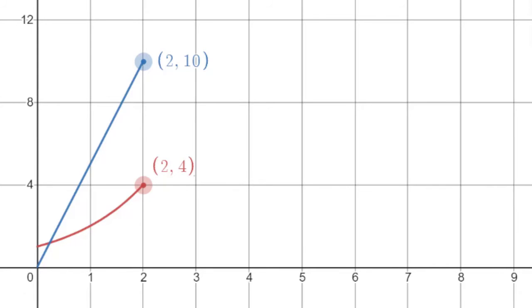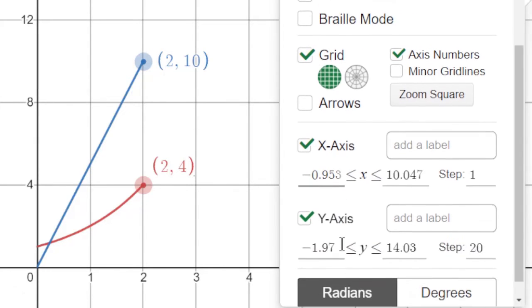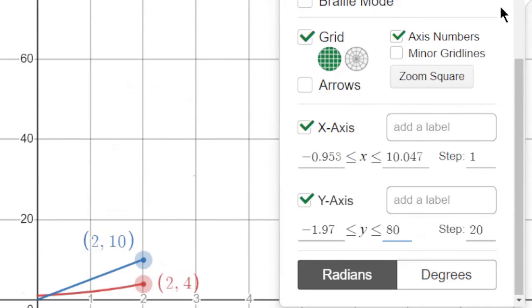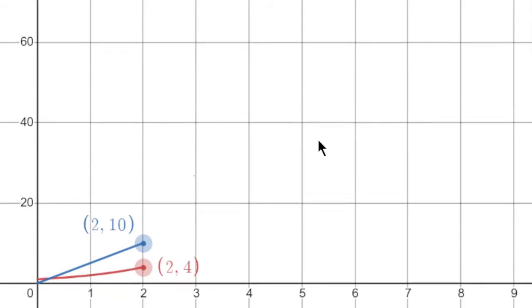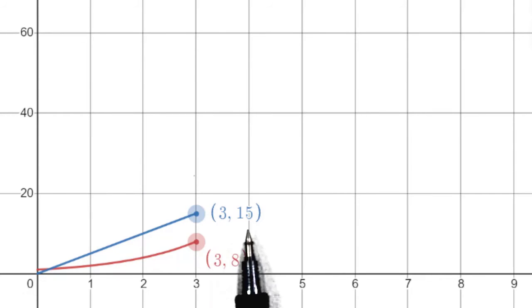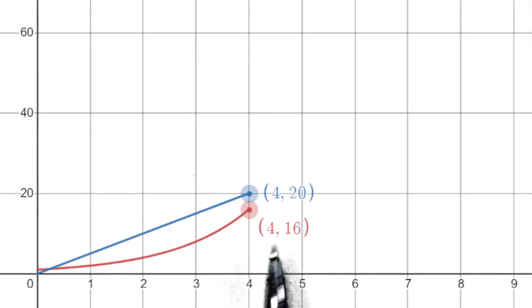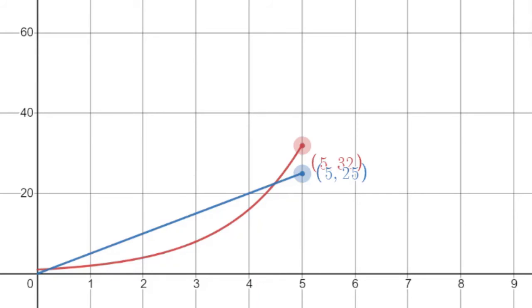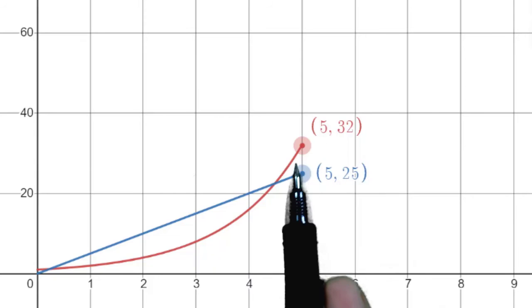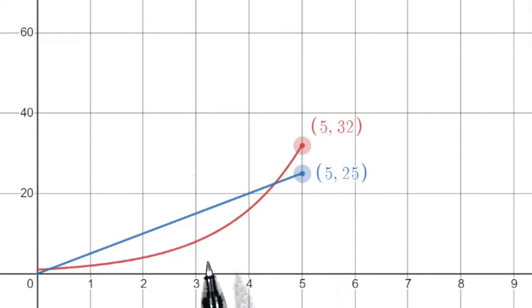Now let me zoom out a little bit. All right, so I've zoomed out a little bit. Let's go to time 3. At time 3, the number of bacteria have doubled again, and the number of bubbles have increased by 5. At time 4, the number of bacteria have doubled again, and the number of bubbles have again increased by 5. Now at time 5, this is where something interesting happens. Notice the number of bacteria have doubled, but they have also overtaken the number of bubbles.